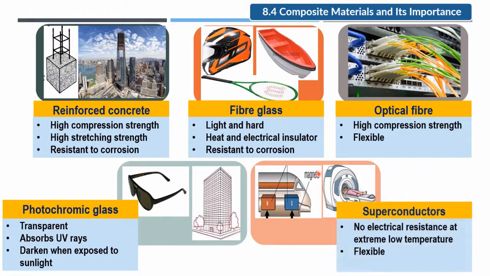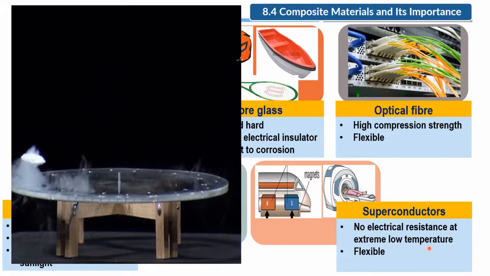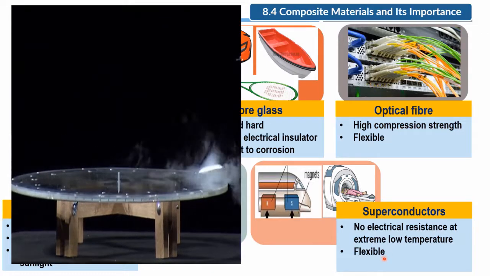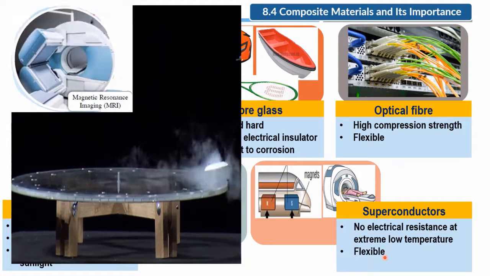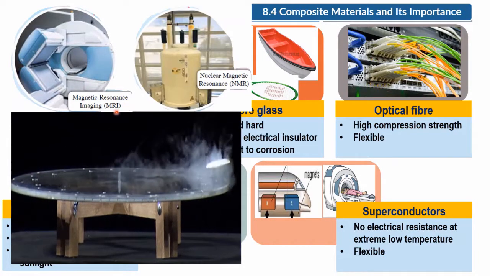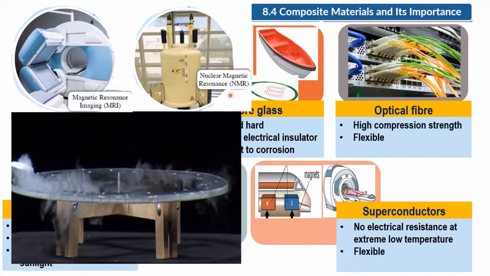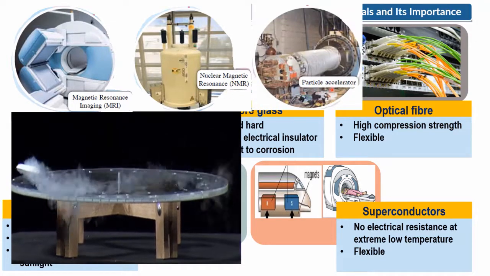Fifth is superconductors. Its properties are no electrical resistance at extreme low temperature, and it is flexible. So normally superconductors are used in magnetic resonance imaging (MRI), nuclear magnetic resonance (NMR), or particle accelerator.